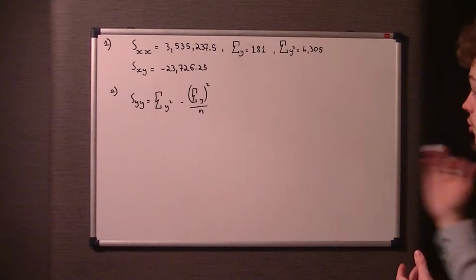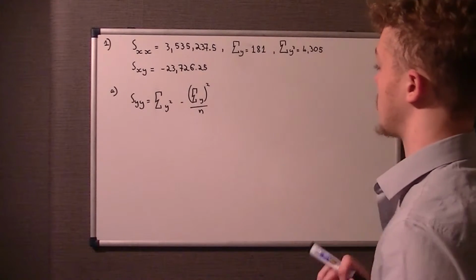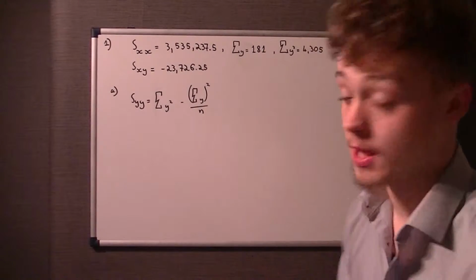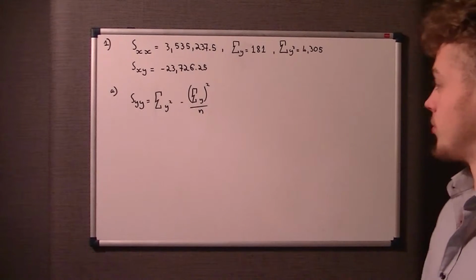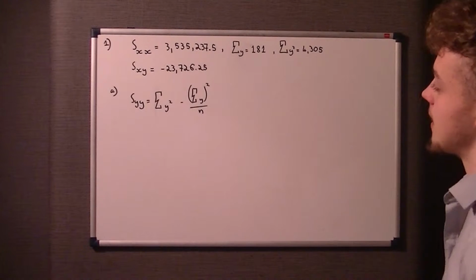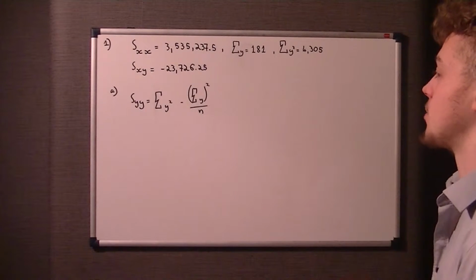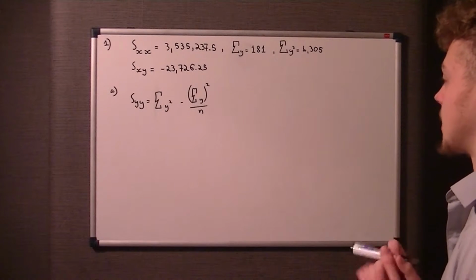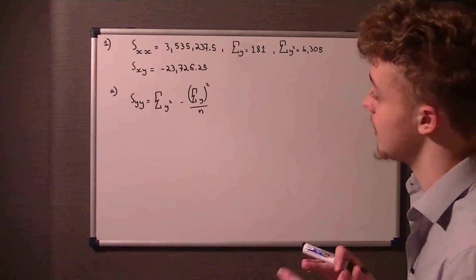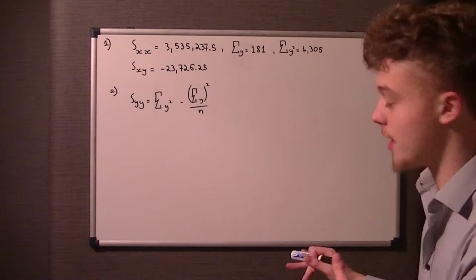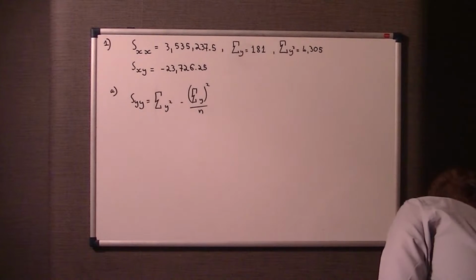3,535,237.5. The sum of Y, this Σ just means the sum of, okay, the sum of Y is 181. The sum of Y squared is 4,305. SXY is negative 23,726.25. Now, obviously, you should tell straight away that we've not got SYY. And in the first question, we're asked to work that out.